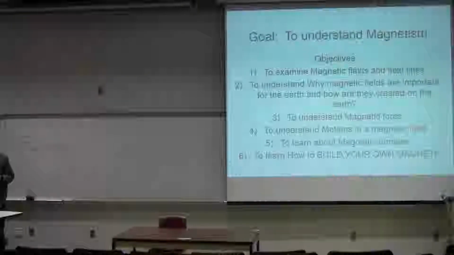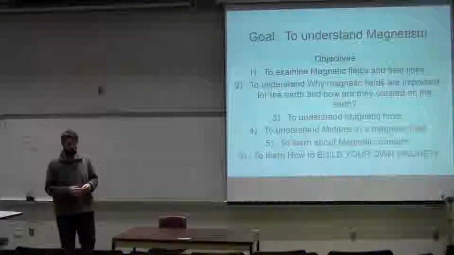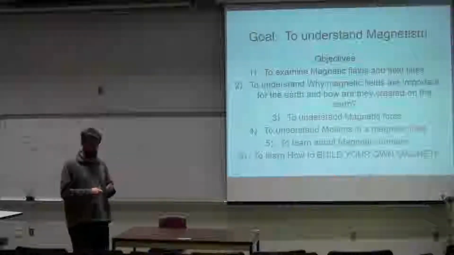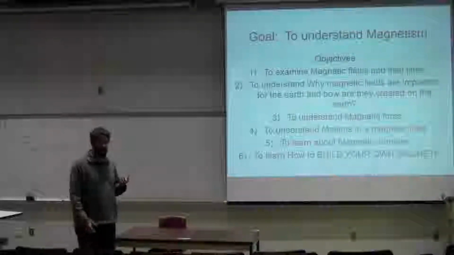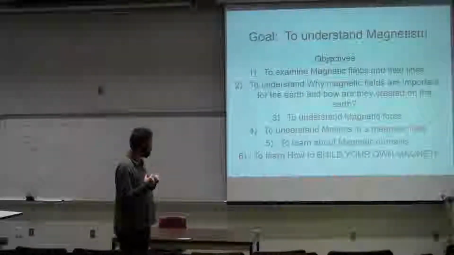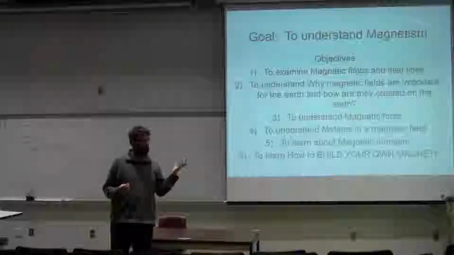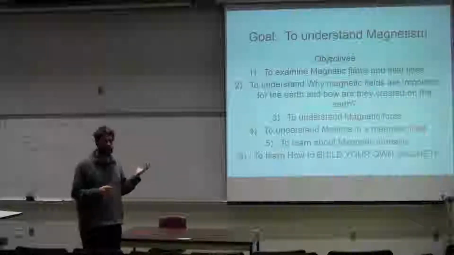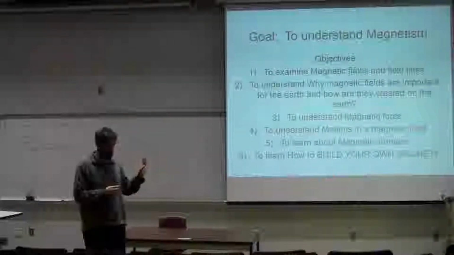That's where it is. So our goal for today is to understand magnetism and how magnetism allows us to be alive, as well as how it allows us to create, actually that's induction, that's the next lecture. And we're also going to learn how to build our own magnet. So our goals are to understand magnetism. Our objectives are to understand magnetic fields and magnetic lines very briefly.